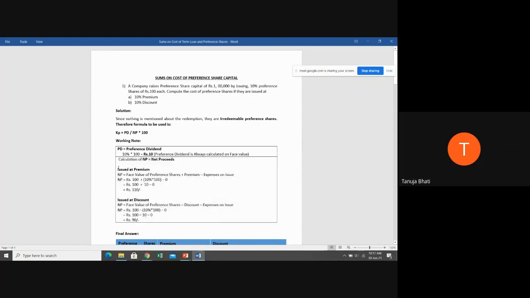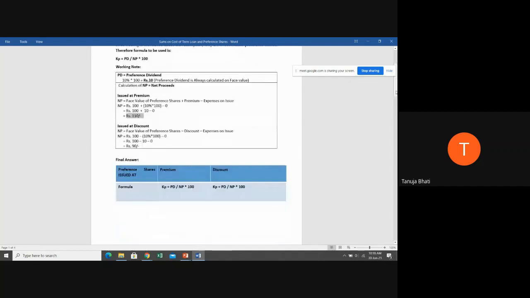For A, it is issued at premium. So net proceeds is nothing but face value of preference shares plus premium minus expenses on issue. Face value is rupees 100, plus premium, which is 10% of 100, minus 0. Why 10% of 100? Because they are giving 10% premium. Again, I'm repeating, premium, discount, interest or dividend, everything is calculated on the face value. So 10% of 100 is 10, and your net proceeds when the shares are issued at premium is 110.